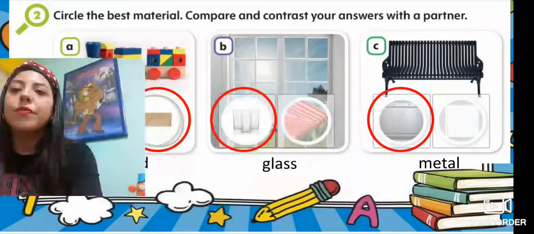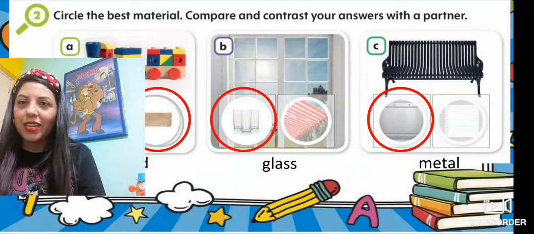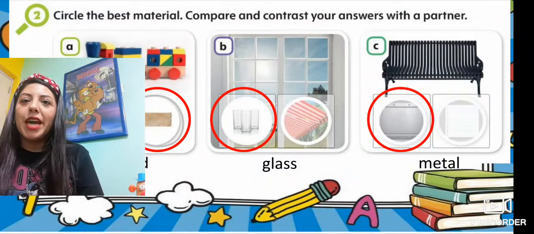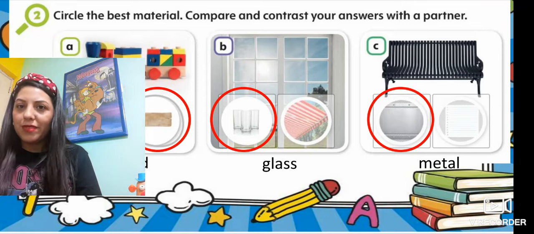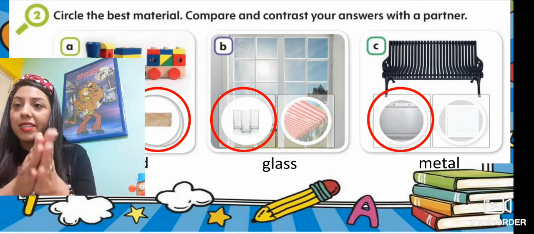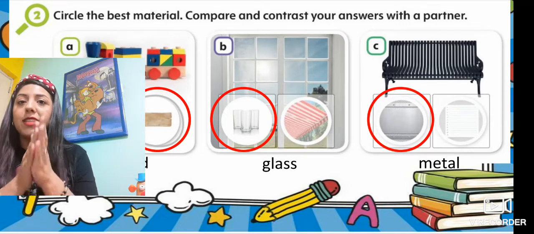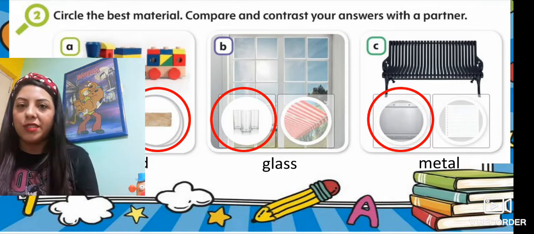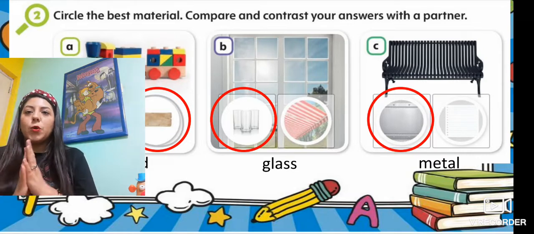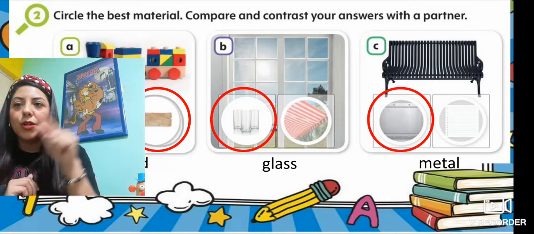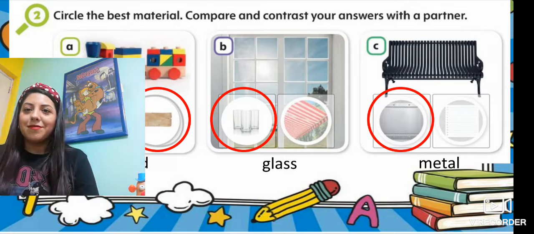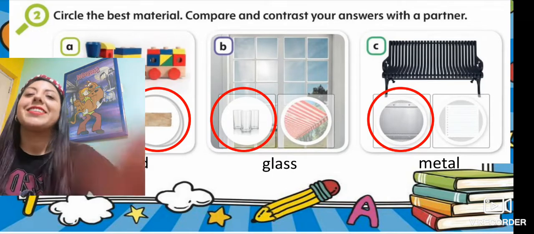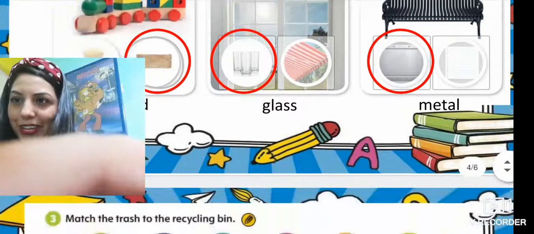Now, in the letter C, in the last picture, we have a chair. In this chair in particular, it's made of metal. Metal is usually very resistant. So I hope you can circle the right answers. Okay, good. Now let's continue here.